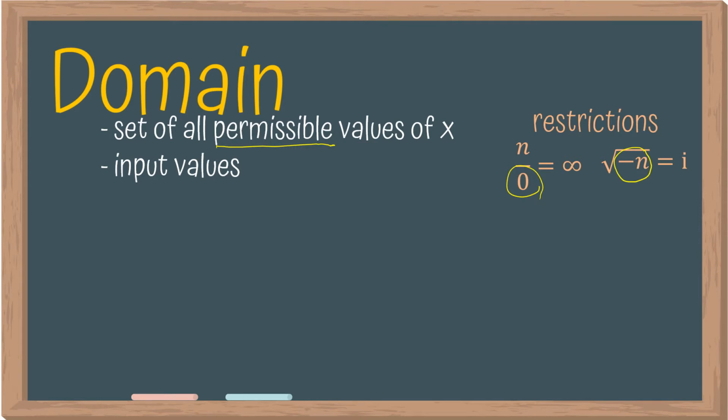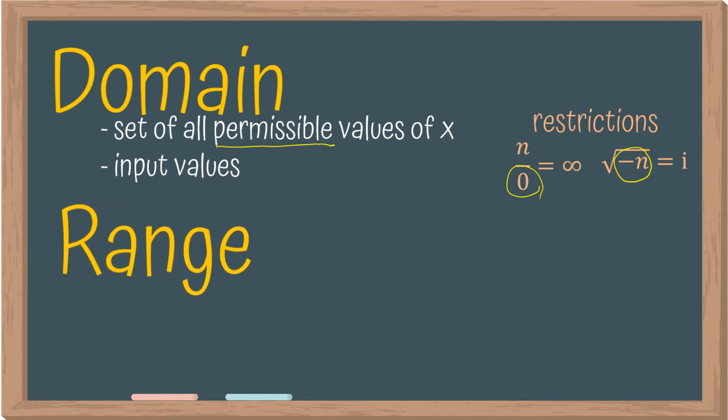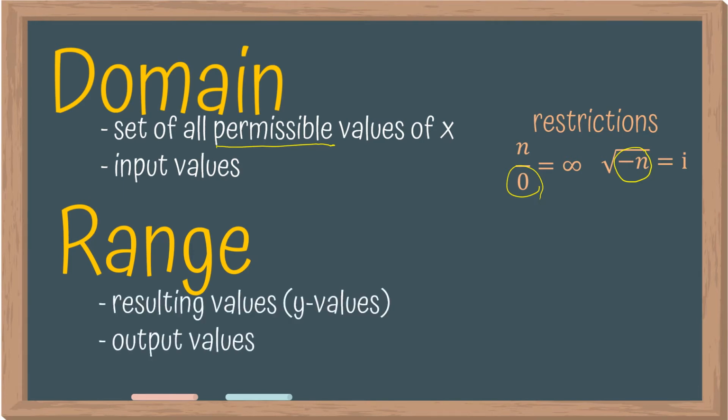So the domain is also known as the input values or the x values. On the other hand, the range is a set of resulting values, also known as the second components or the y values.